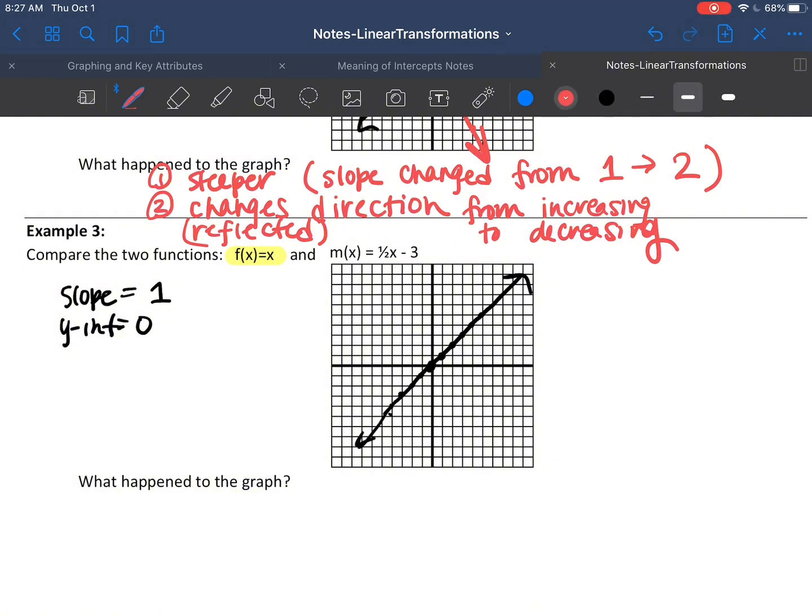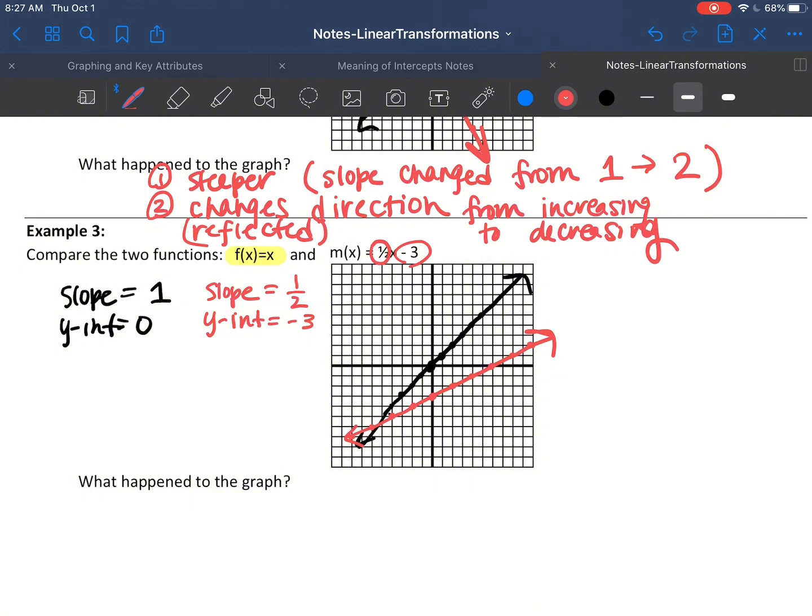Okay, and then for m of x, slope is 1/2. Y-intercept is negative 3. So y-intercept at negative 3, and then we rise 1, run 2. Rise 1, run 2. You can go down 1, back 2. And so there's m of x.